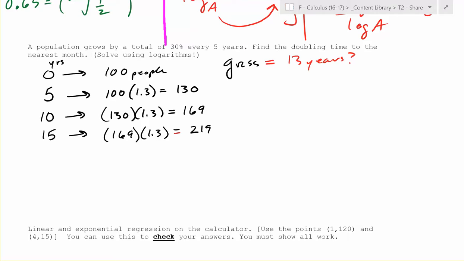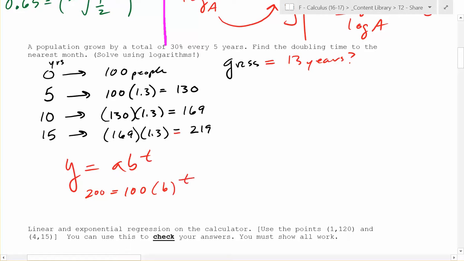Okay, so what's going on here? We have y equals a b to the t. And we chose what as our starting value? 100. So if we started with 100 as our starting value, to double it, what would we end up with? 200. Oh, this looks familiar. 200 equals 100 b to the t. We are trying to solve for what? B or t?